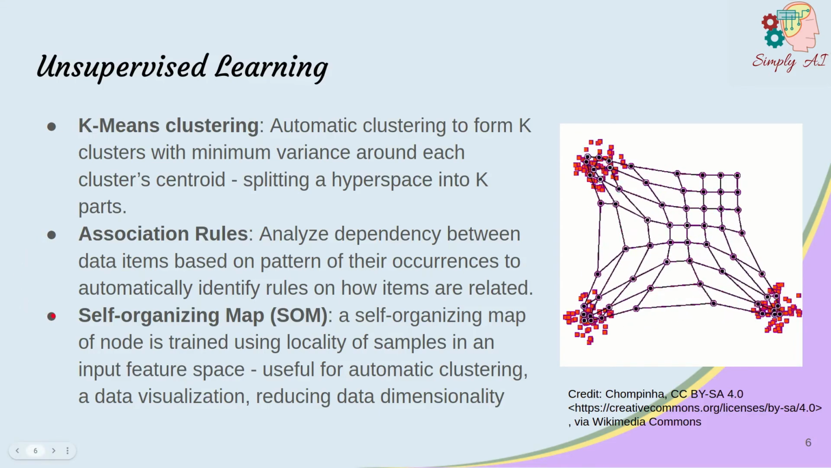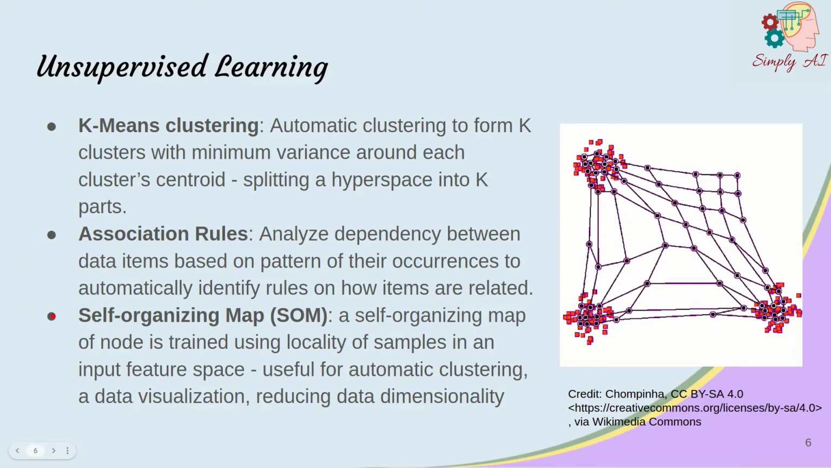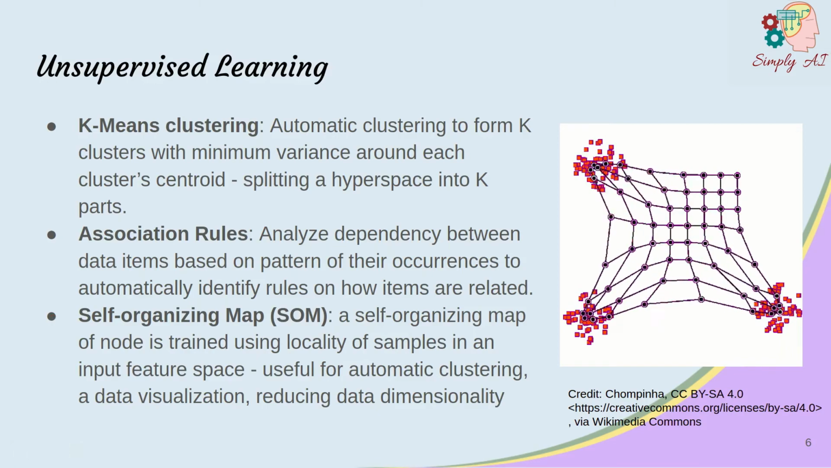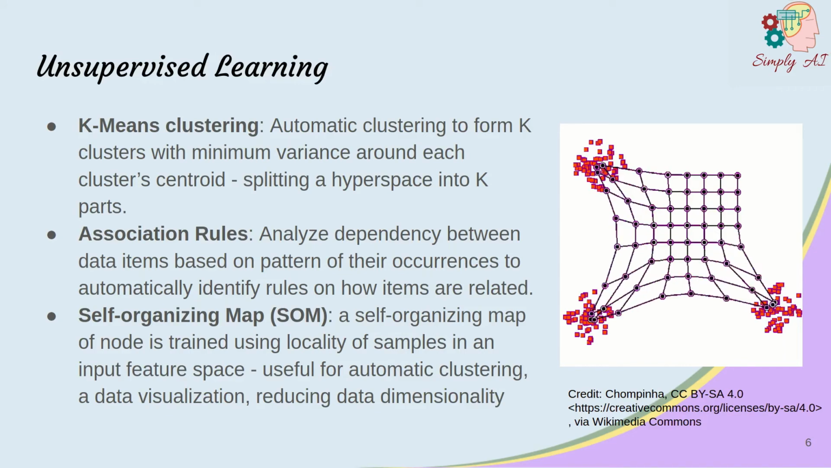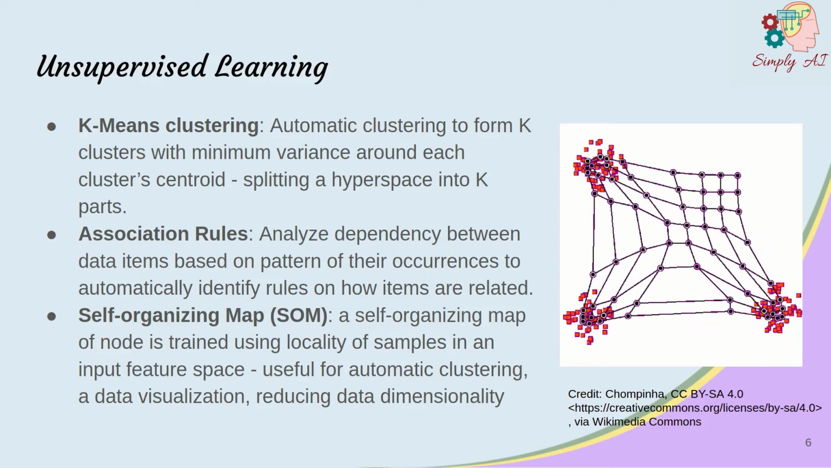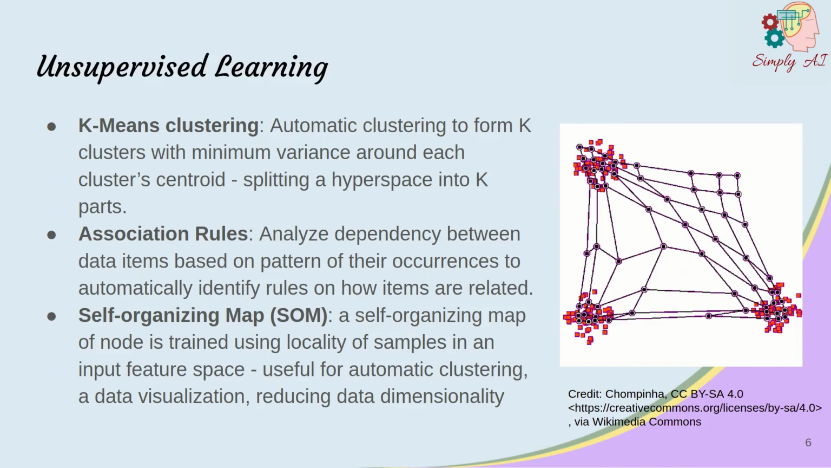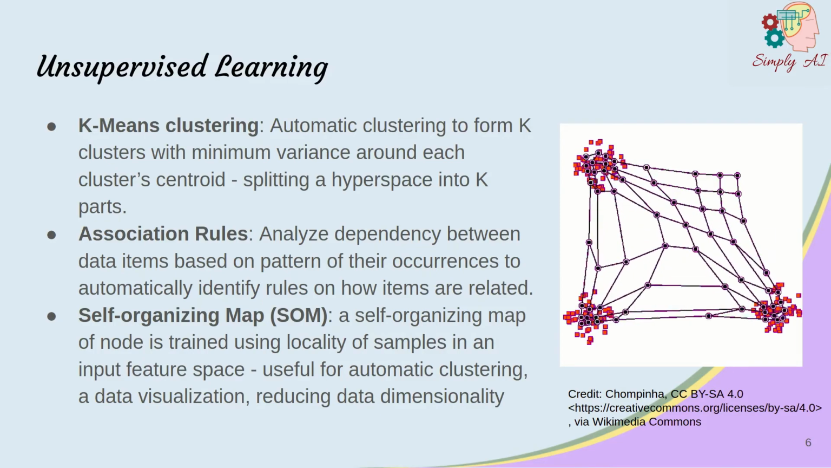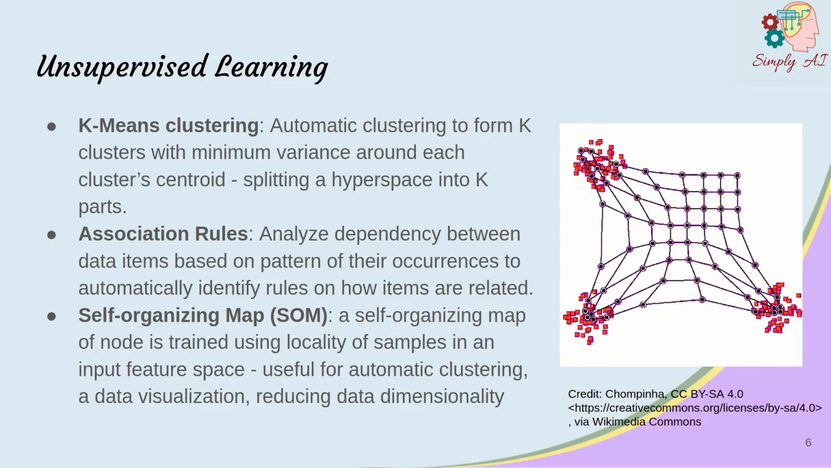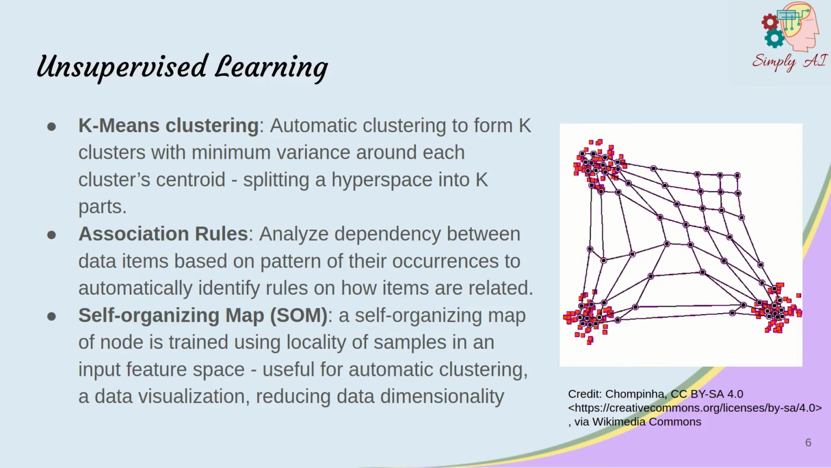Self-organizing map is a great way to create a self-organizing map of nodes, also called neurons, based on locality of training samples in the input feature space. Areas of the feature space with many training samples will attract more densely packed nodes. The spatial distribution of nodes indicates how data is clustered, and the final result is grouping of nodes based on patterns in the input data.